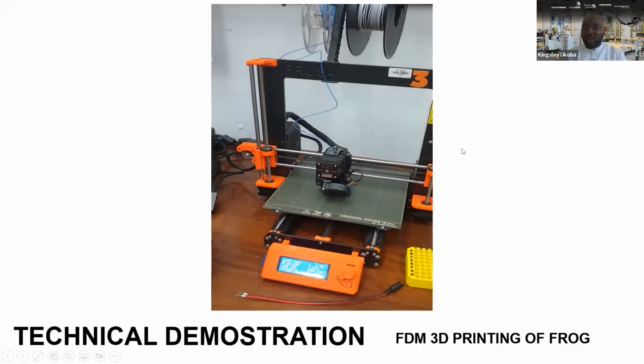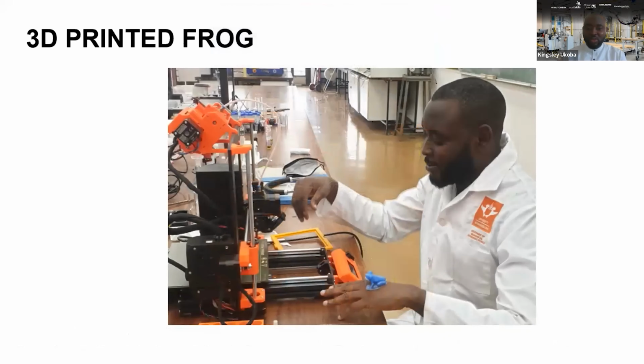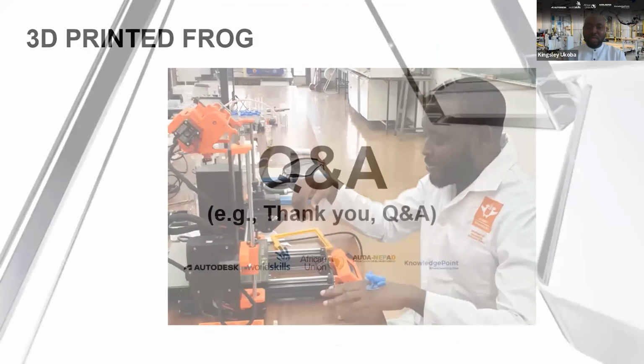It's a technology that you can start with as a form of fun and learning, but later on it can be what will give you the needed income. So that's a frog that was printed using the Prusa fused deposition modeling printer.